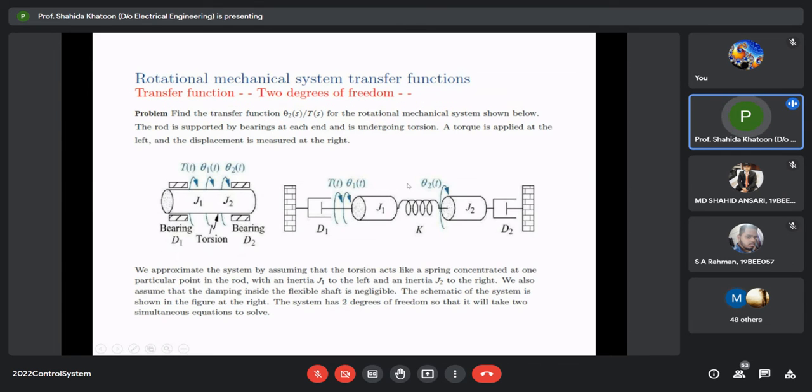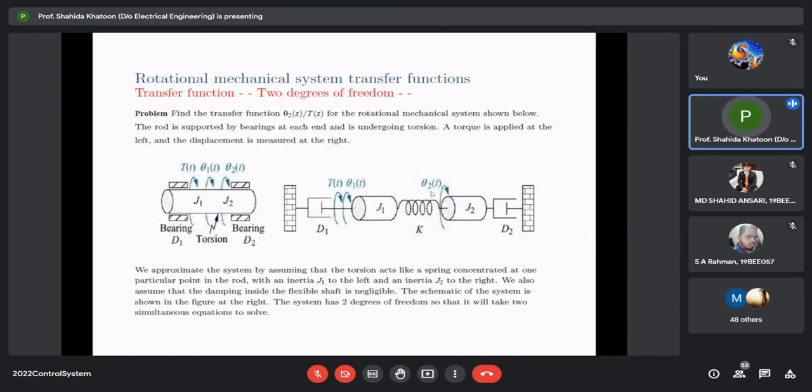Okay. So let us take a numerical problem of a rotational system like this. You have to find the transfer function theta 2(s) by T(s). Here T(s) is applied to this body having moment of inertia J1, and this results in an angular displacement theta 2 of J2. So we want to find the transfer function theta 2 upon T(s). The rod is supported by a bearing at each end and is undergoing a torsion. A torque is applied at the left and the displacement is measured at the right.